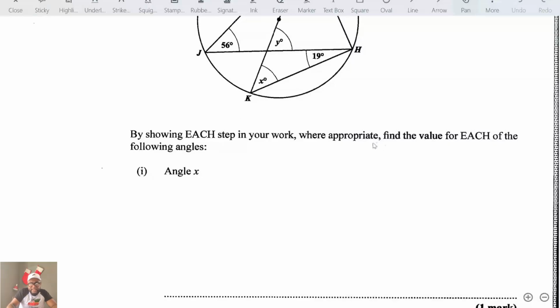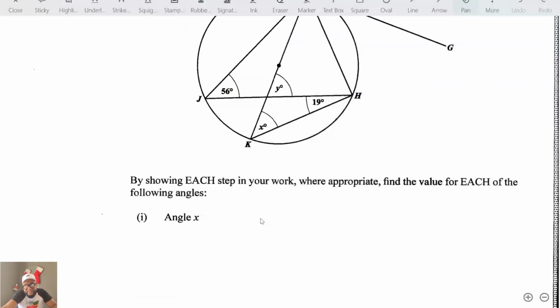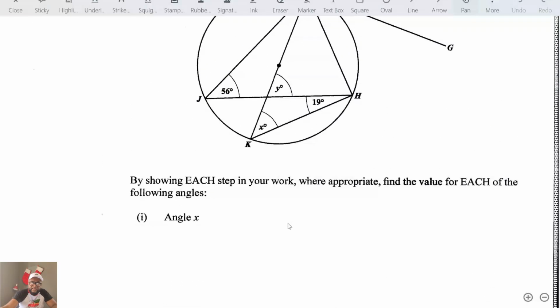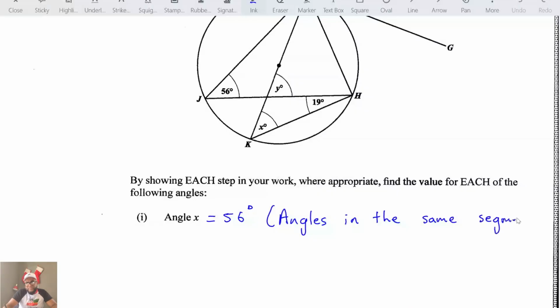Let me write it out. By showing each step in your work, it means to put the reason, right? So this is equal to 56, and we need to put the reason. 56 degrees. Angles in the same segment are equal. Excellent. Angles in the same segment are equal.